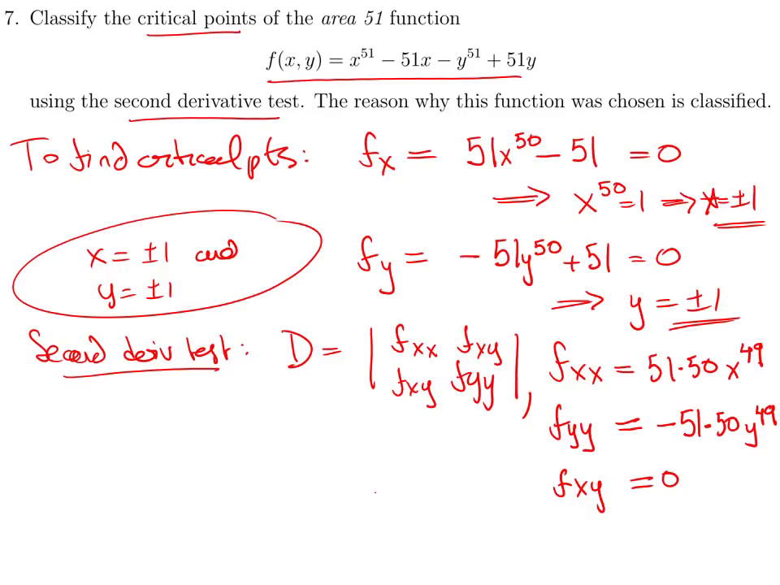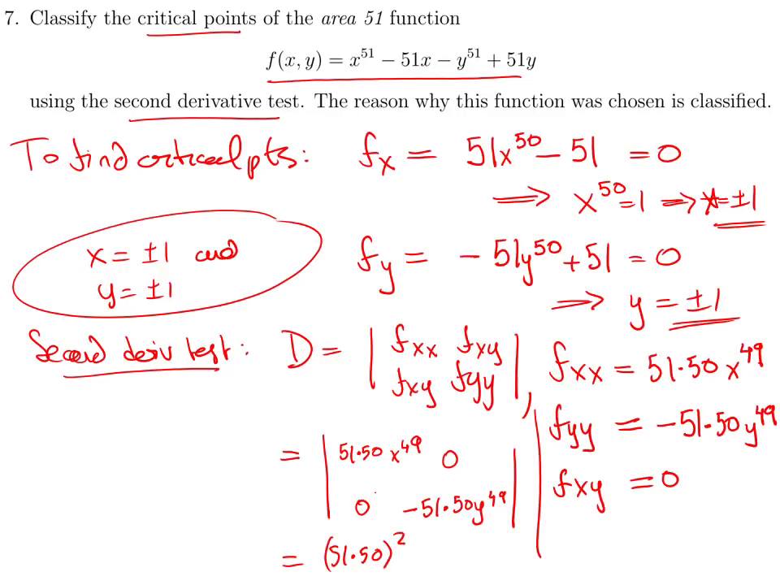Okay. And so in particular, what that means is that this quantity I'm interested in is just going to be the determinant of 51 times 50 x to the 49, 0, 0, minus 51 times 50 y to the 49, which is just minus 51 times 50 squared times x to the 49 y to the 49. So that's what the determinant of this 2 by 2 matrix, the Hessian, is at any point.